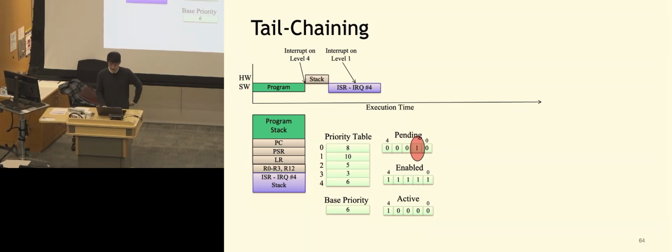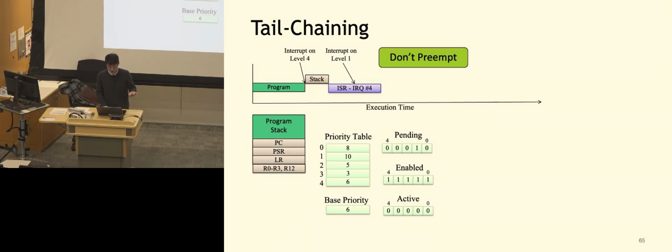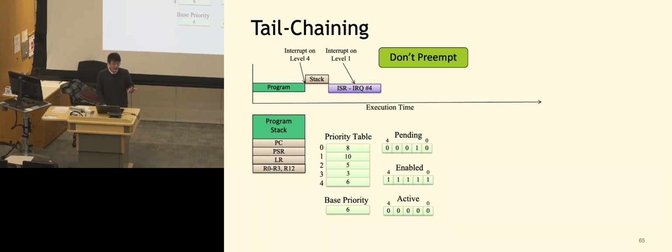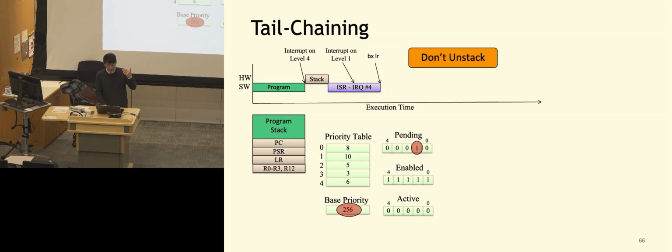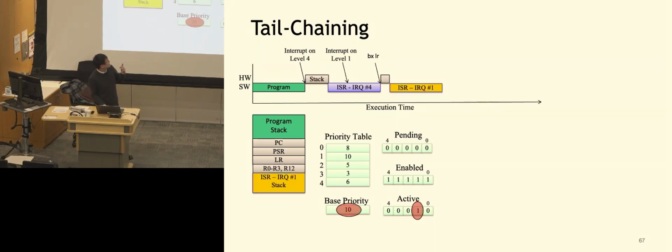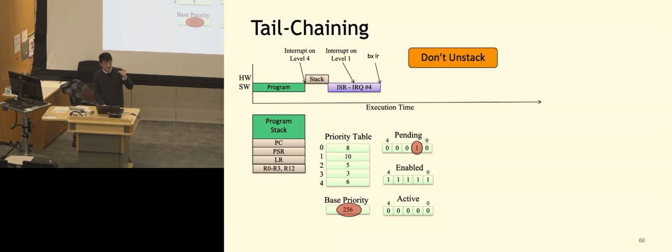So what happens here? Because it has a lower priority, we're not going to do much here. We just keep it on pending, and then we go ahead and finish the number 4. And after that, we don't do an unstack because it's essentially going to unstack everything and then restack everything back, which is kind of a waste of time.